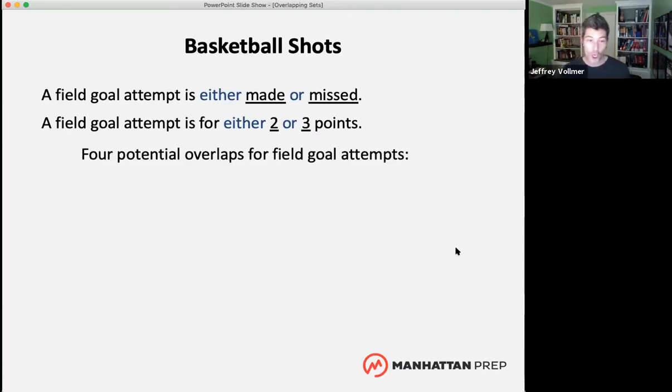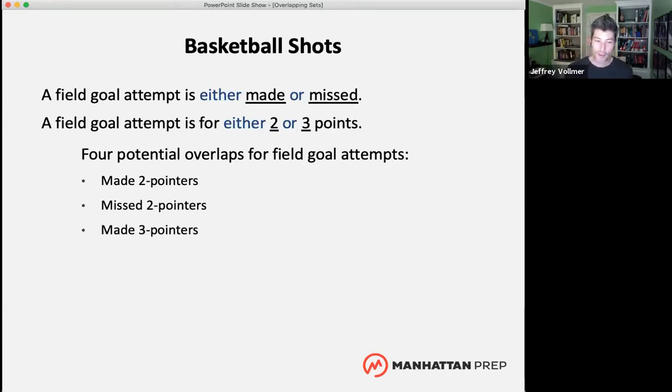We have 2-point shots that go in, and we have 2-point shots that do not go in. We have 3-point shots that go in, and of course we have 3-point shots that do not go in. Every shot that is taken, every field goal attempt, can be categorized as one of these 4 combinations of characteristics.